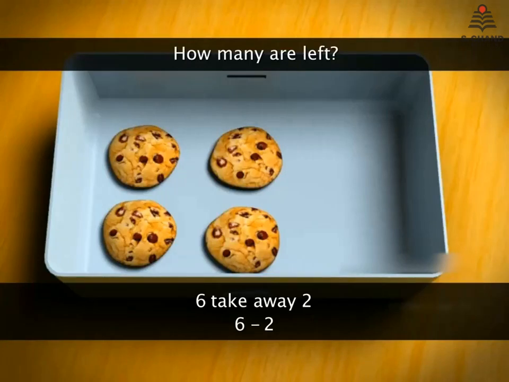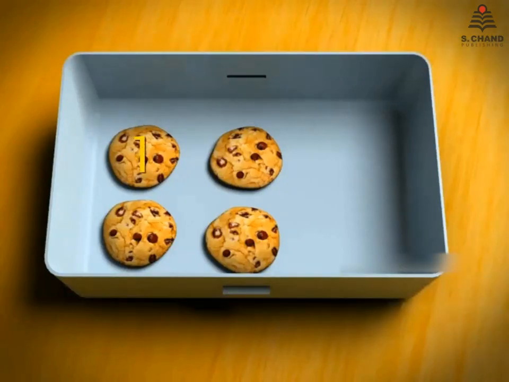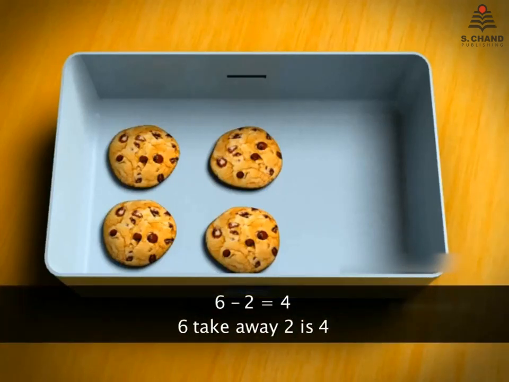How many are left after 2 are taken away from 6? 1, 2, 3, and 4. There are 4 cookies left with Jack. So, 6 take away 2 leaves 4.